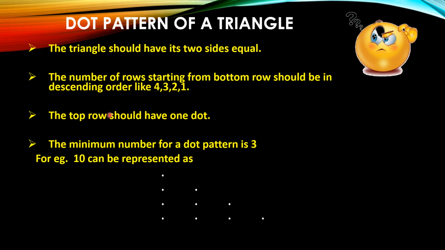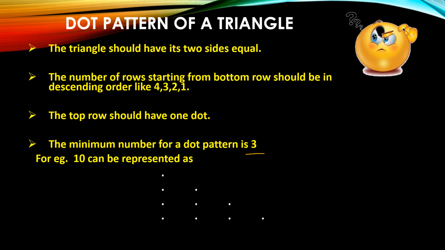Okay. So now what is the minimum number for a number to be represented as a triangle? Well, can you guess? Let me give you a hint. How many sides does a triangle have? Three, right. So the minimum number for a number to be represented as a dot pattern is, yes, it is 3. Don't forget that.